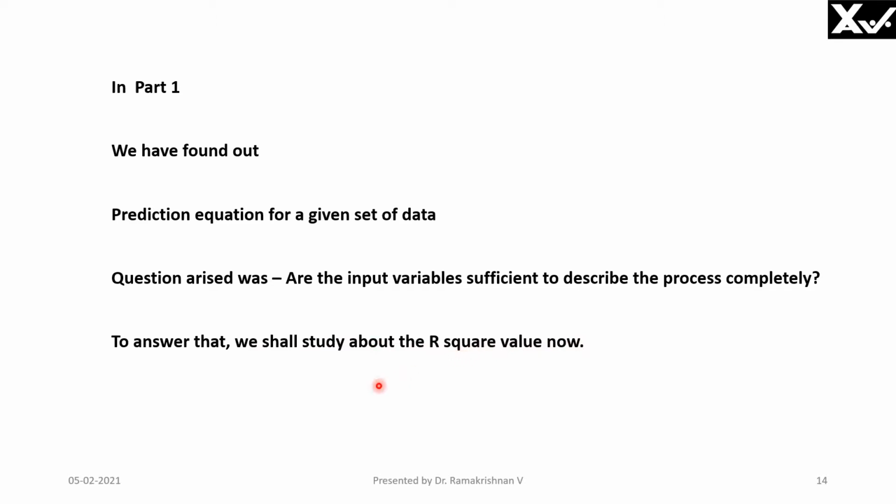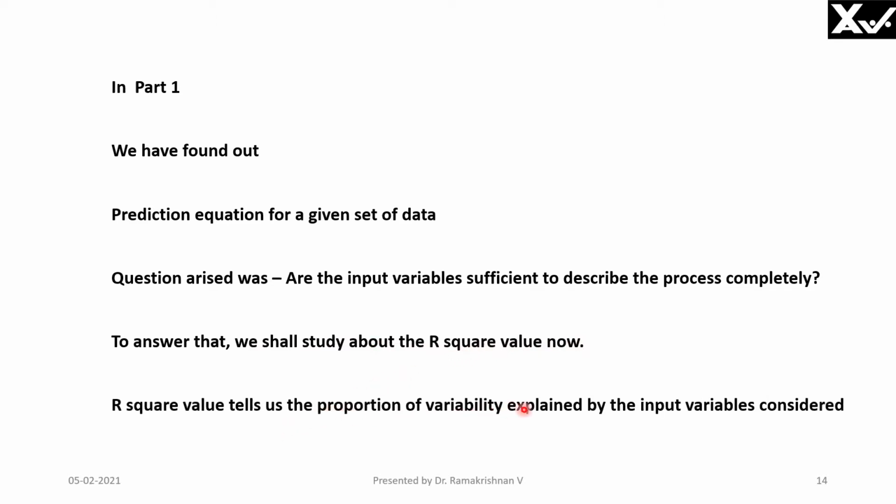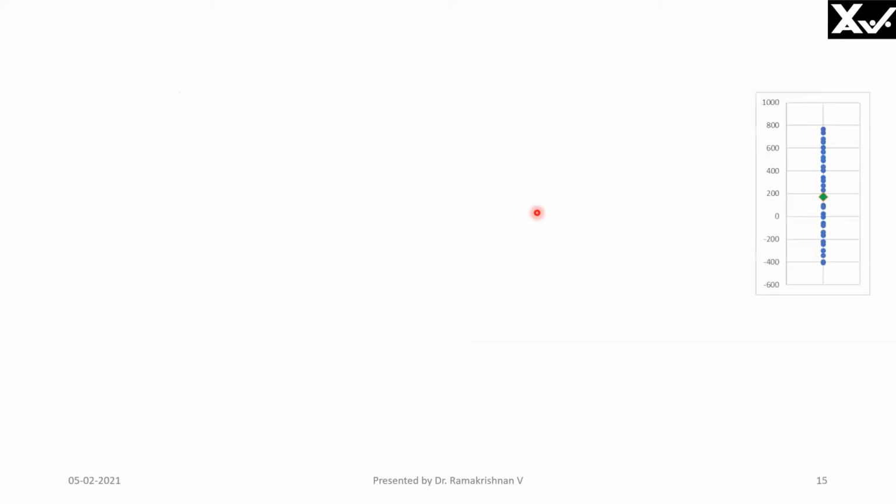What is R squared value? It tells us the proportion of variability explained by the input variables considered. See, the entire variability should be explained. If it is done, we are getting a perfect equation. Otherwise, we have to find out what we can do.